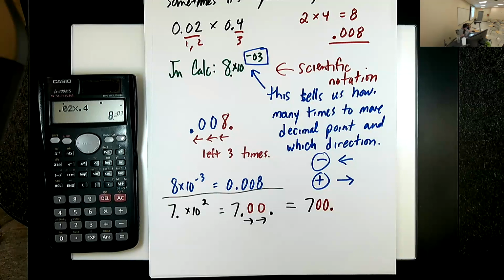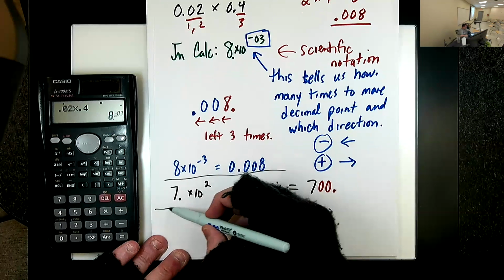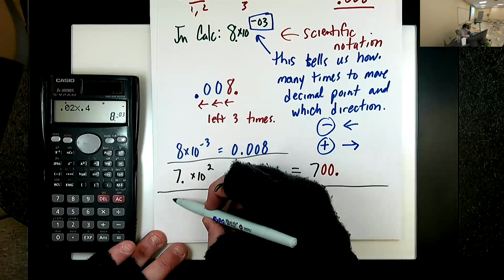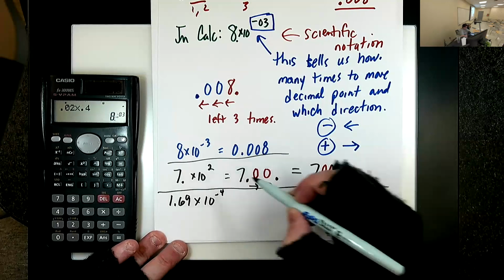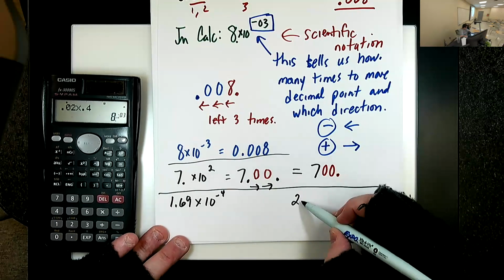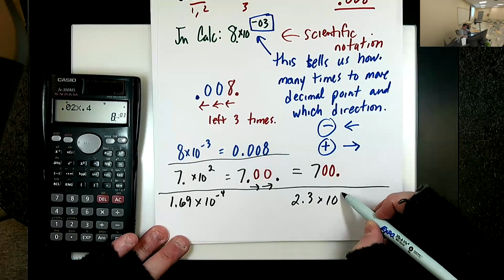So that's how scientific notation works. Why don't you guys try a couple and see what you get? 1.69 times 10 to the negative 4. And let's do 2.3 times 10 to the negative 2.